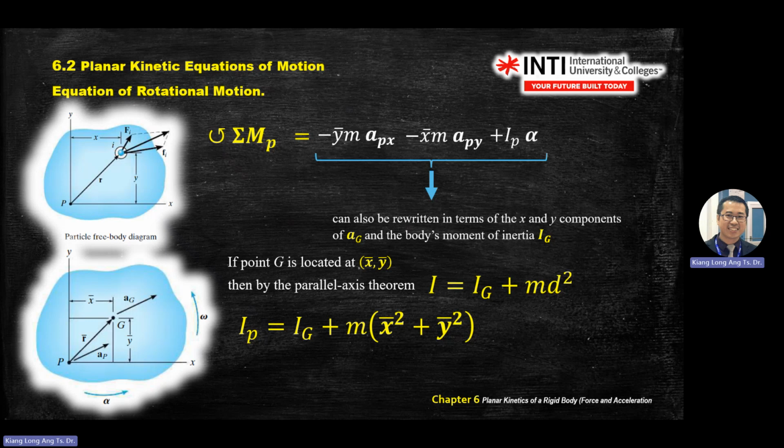D is the distance from the reference point to the G point. This one, how to get X bar, Y bar is this distance. This distance is the D distance from the capital G to the reference point. So how to find D in this case is Cartesian coordinate, square root of X bar square plus Y bar square. But again, the highlight is still I equal to IG plus MD square.